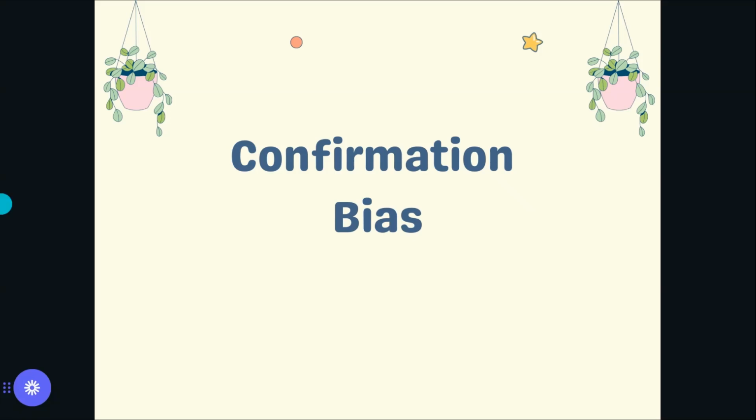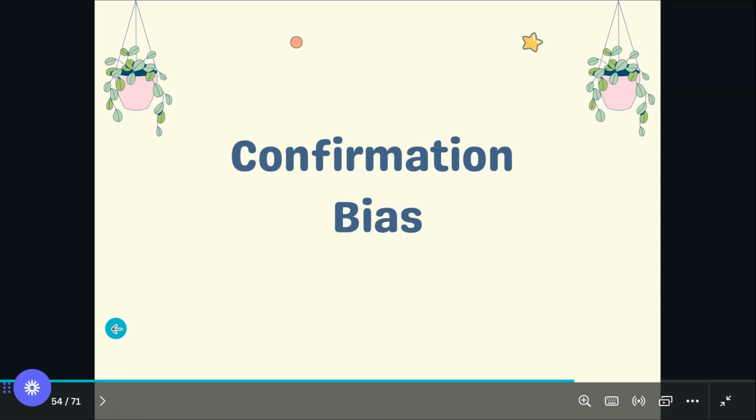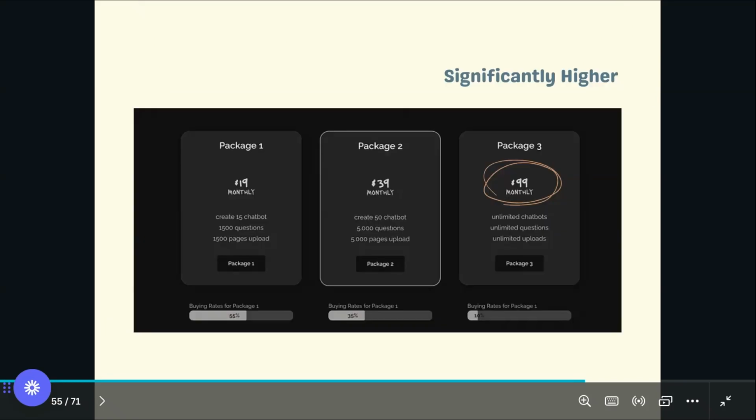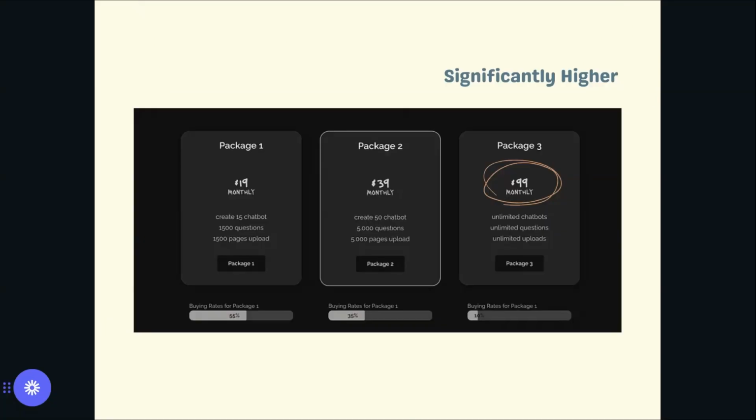Fourth is confirmation bias. So price the third pack significantly higher, making the middle pack seem like a reasonable choice. This pricing strategy leverages confirmation bias, where customers look for information that confirms their preconceived notions about value and affordability.